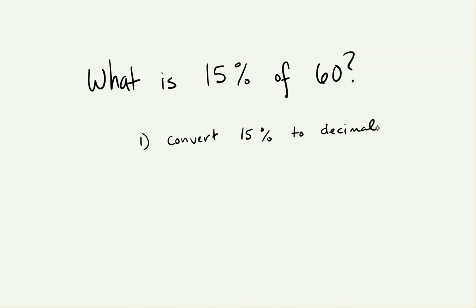We know the implied decimal place for the 15 is to the right of the 5 because it's to the right of the last digit. Since we're going from percent to decimal, we're getting smaller, so we should move to the left. So 15% as a decimal is 0.15.